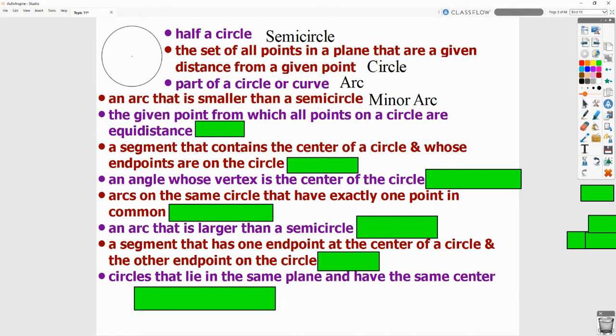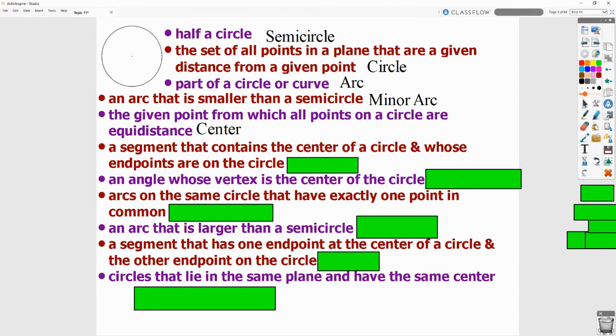Up next, the given point from which all points on a circle are equidistant, that would be called the center. When you're dealing with a circle, you have a center point, and all of the points on the edge of the circle are the same distance away from the center. That's what a circle consists of. It is all the points on the outside the same distance away from a center. So that would be center of a circle at the very top of your page.